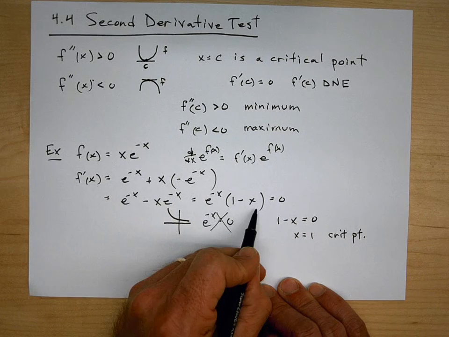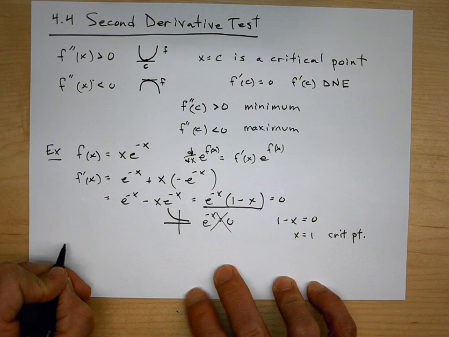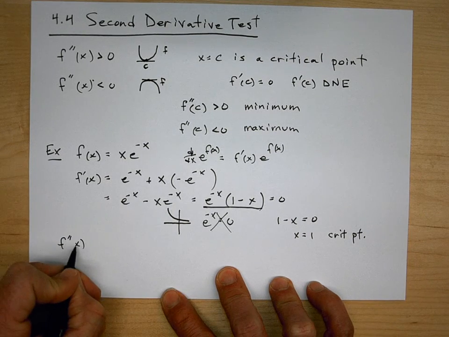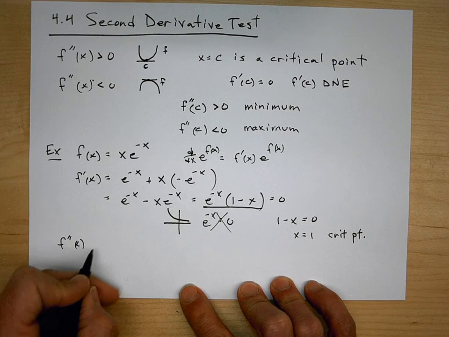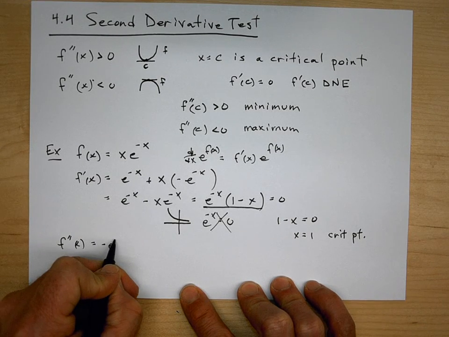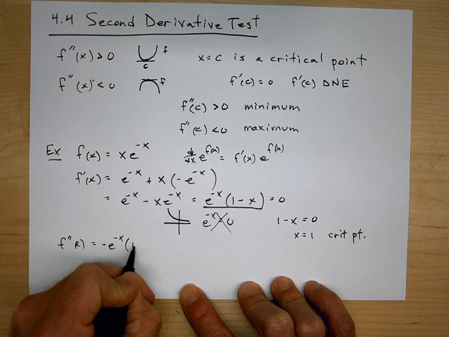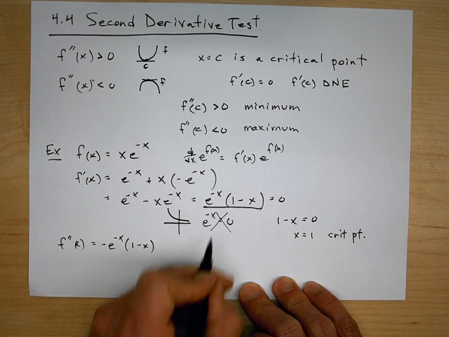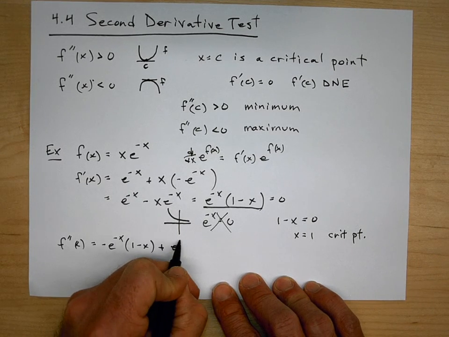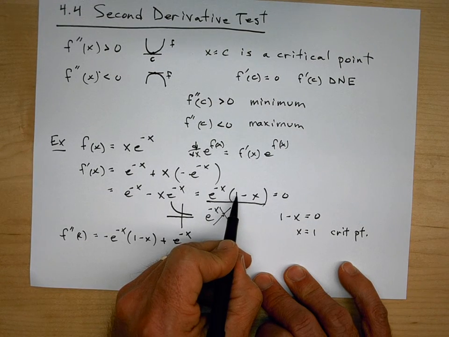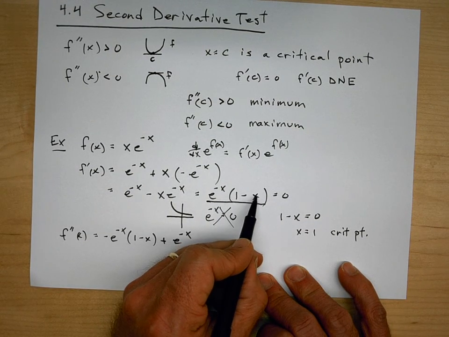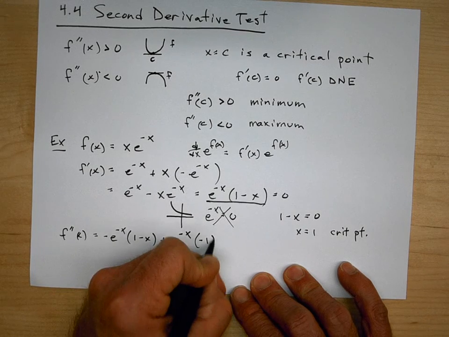So let's start with this and find the second derivative. All right. So again, I'm going to use the product rule. So I have the derivative of e to the negative x, which is negative e to the negative x, times the second function, which is just 1 minus x, plus the first function, which is e to the negative x, times the derivative of the second. And so the derivative of 1 is 0, the derivative of x is 1, so I'm just left with a negative 1 there.